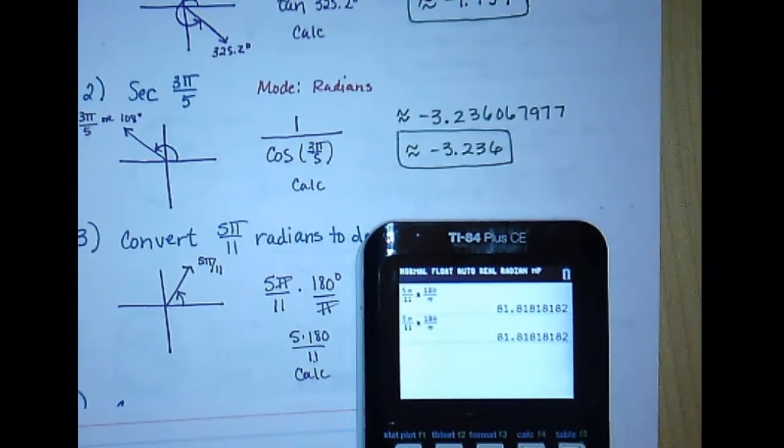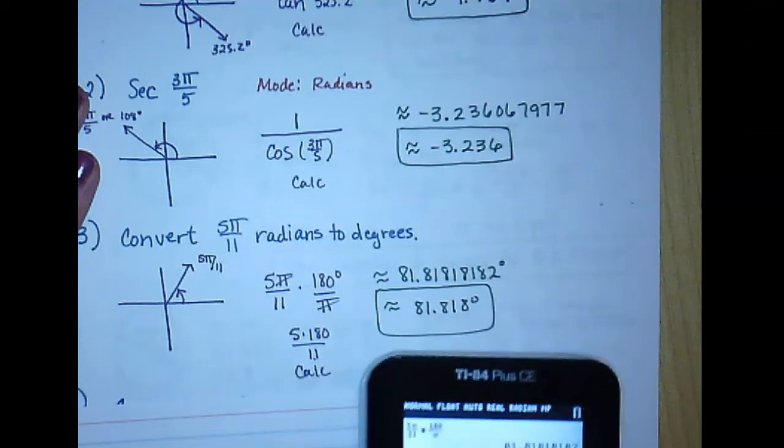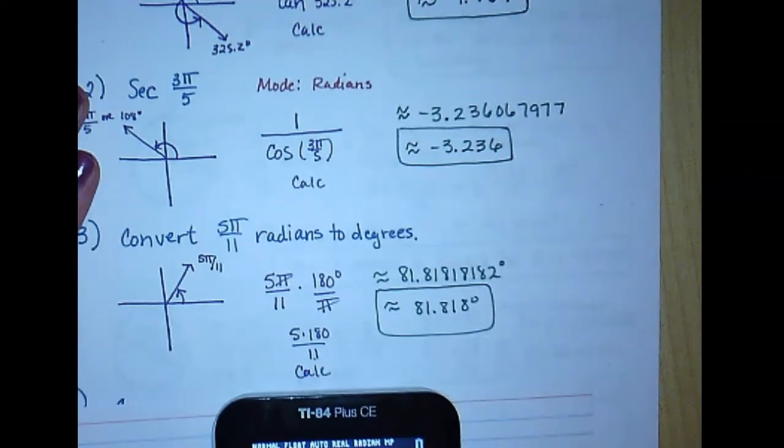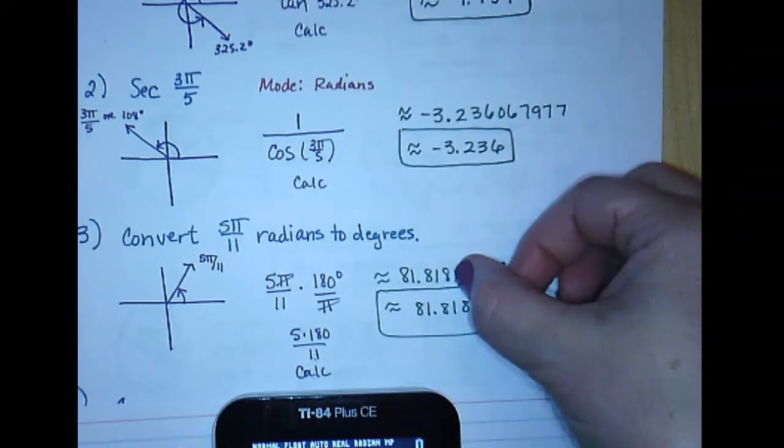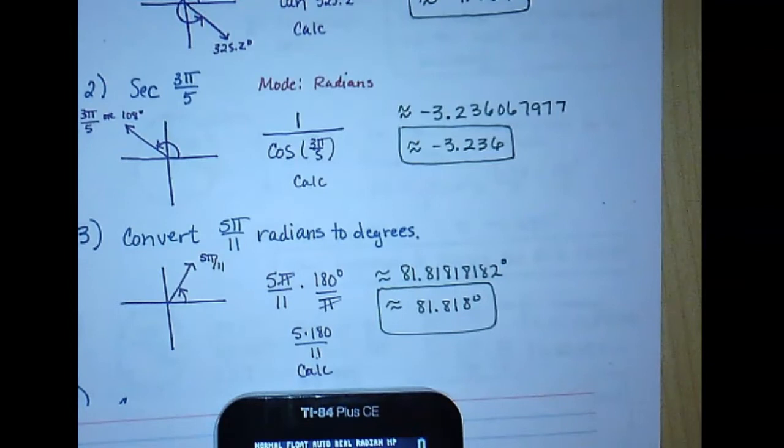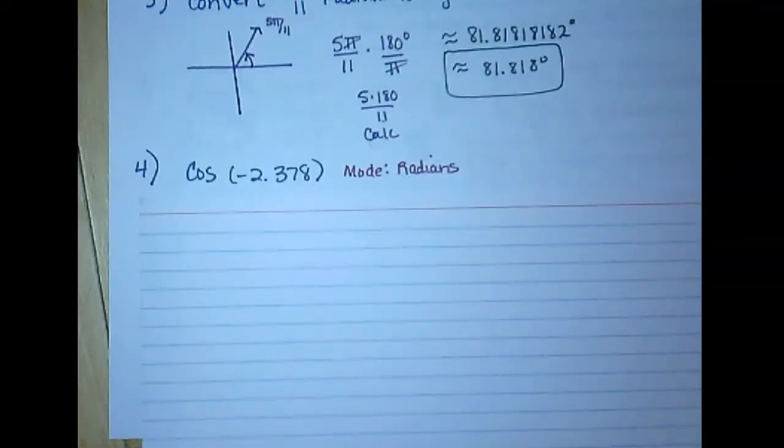Okay, so now what does the answer mean? Well, it means that that's degrees because I'm converting it from radians to degrees. So when I get this decimal, I got to have that decimal symbol, so it's 81.818. Because I'm rounding to here and there's a 1 behind it, which is less than 5, so I get 81.818 degrees. You could have also put that in one big fraction and put 5 times pi times 180 on top and 11 times pi on the bottom, and that would have been another way you could enter that into your calculator. All right, on number 4, we're doing cosine of negative 2.378.